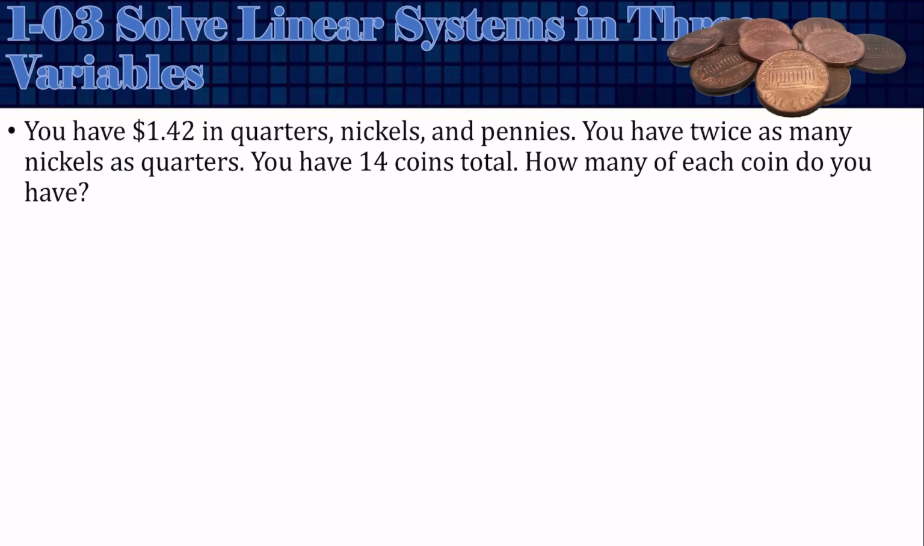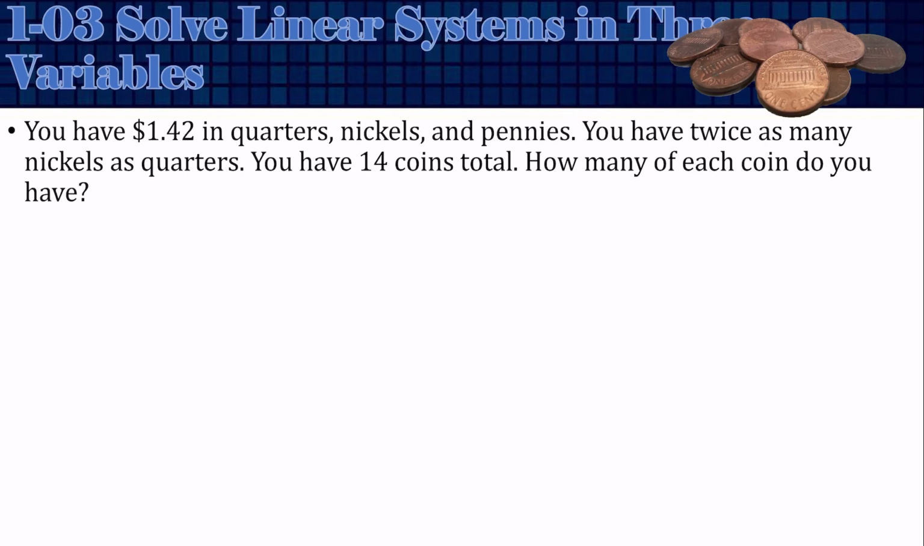Hey, let's do a word problem. You have, let's say, your maybe annoying little sibling. And they say, I have $1.42 in quarters, nickels, and pennies. I have twice as many nickels as quarters, but I have 14 coins. How many of each coin do I have?